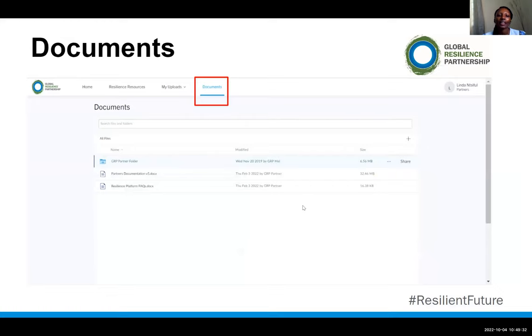Okay, so I'd like to also introduce you to the documents that are available if you need to acquaint yourself more with the platform. So there are a number of documents that you can access, such as the partners documentation and then the resilience platform FAQs. So just to mention that everyone who signs onto the platform is automatically a partner. So basically you're contributing knowledge onto the platform, hence why you're considered a partner.